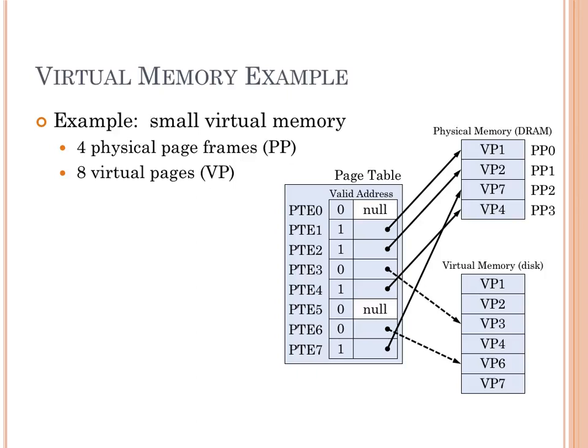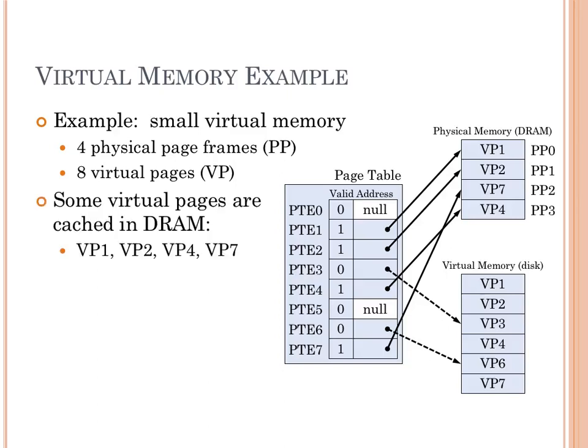We have a virtual memory. Notice our page table is nice and simple. Only 8 entries, because we have 8 virtual pages. We only have 4 physical page frames, so you can see those in the top right. I've labeled them on the right with what physical page number they are, and then also what virtual page occupies that physical page frame. And then you can see the disk has a number of pages as well. Some of these are in DRAM, so you can see just looking from the page table which ones have valid bits. So PTE1, PTE2, 4, and 7. So those are cached in DRAM.